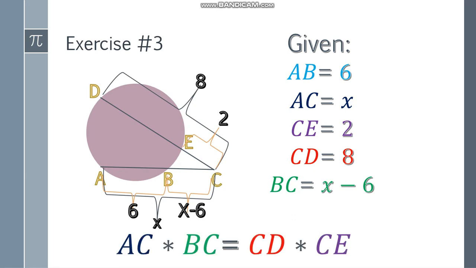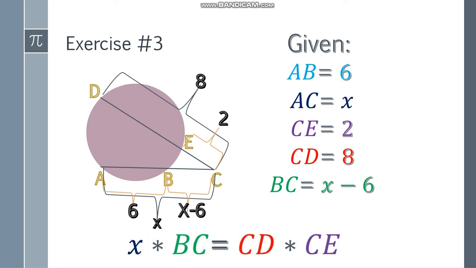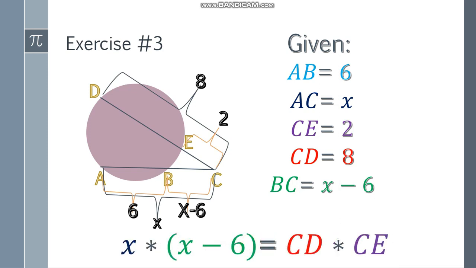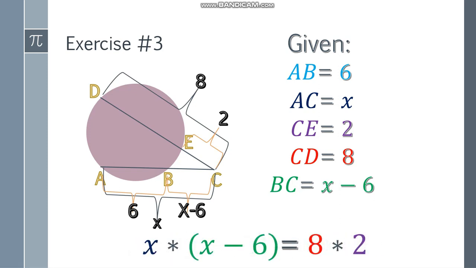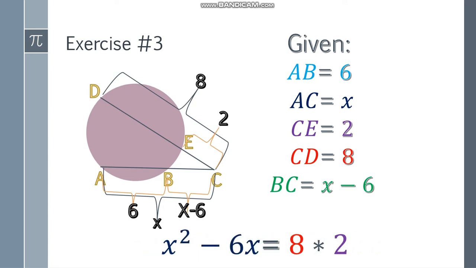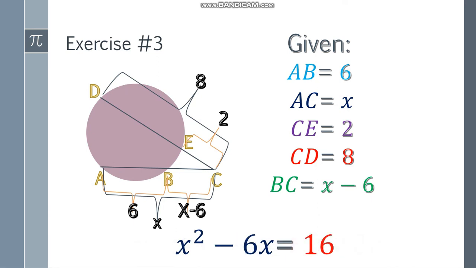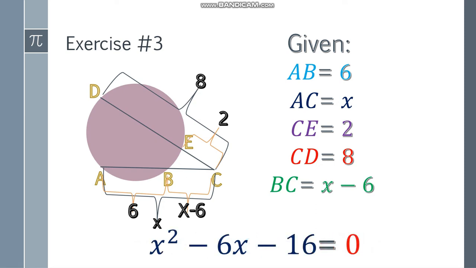Because we already have the parts for our formula, we can solve it. AC will be x, BC will be x minus 6, CD will be 8, and CE will be 2. Let's simplify it. x times the quantity x minus 6 will be x squared minus 6x. This is equal to 8 times 2, which is 16. Now we will have a trinomial here. Just move the 16 to the left side, and you will get x squared minus 6x minus 16 is equal to 0. Let's factor this one.